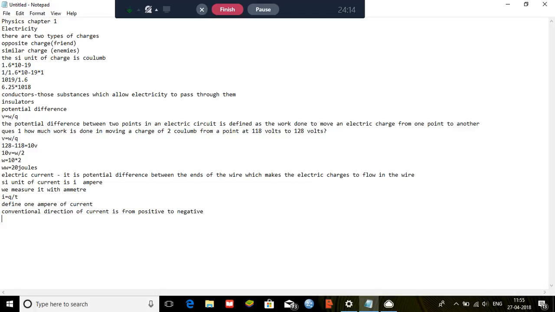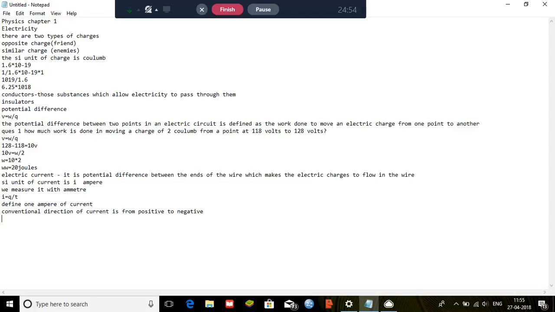Now, how does the current flow in a wire? That's a thing to be asked. I told you that it moves from positive to negative. I also told you what conductors and insulators are. In a conductor, the electric current always flows in a metal wire. The electron flow actually moves opposite to the direction of the conventional current.